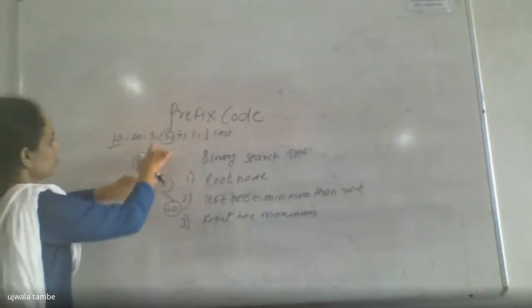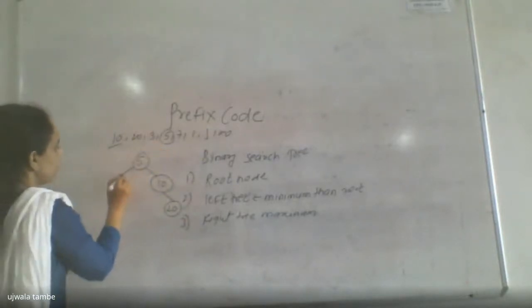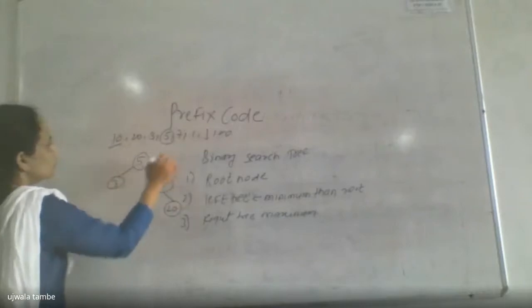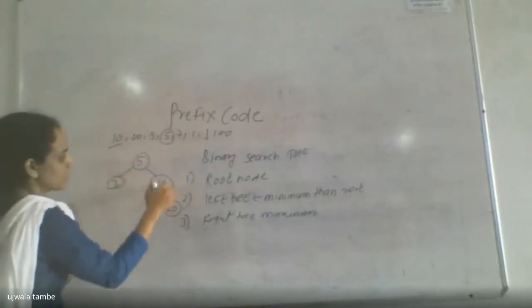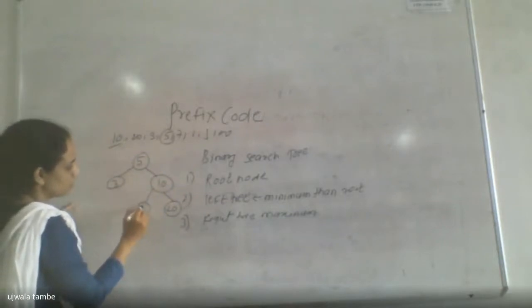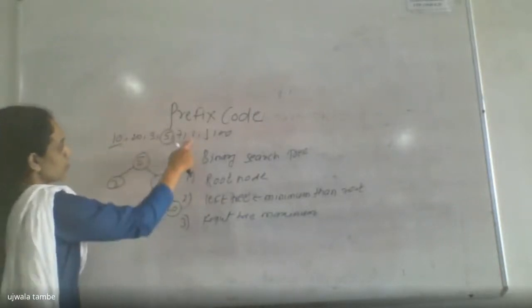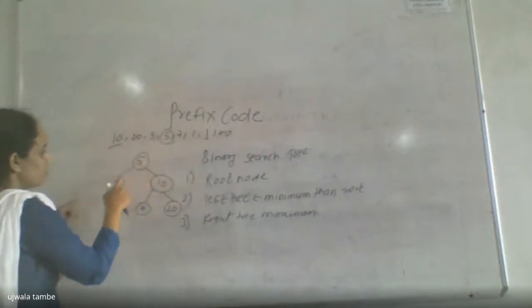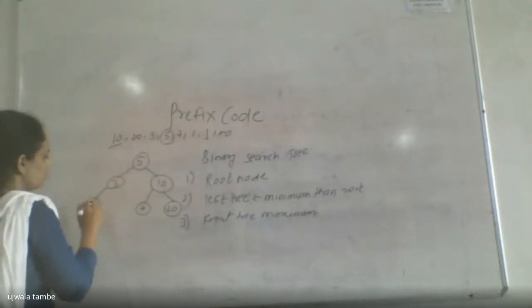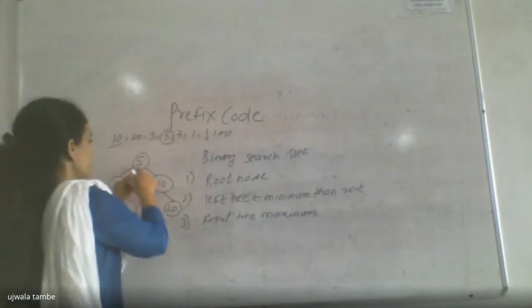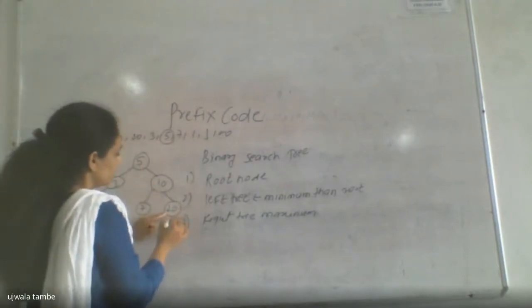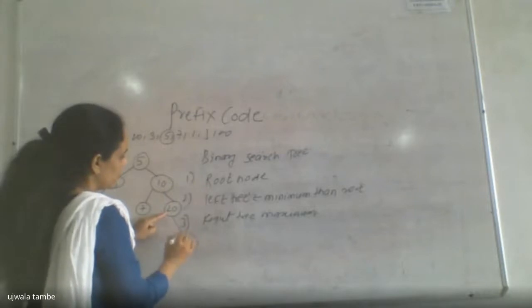Then what about 3? 3 is less than 5. So 3 goes here. Then what about 7? 7 is greater than 5 but less than 10. So write 7 here. Then what about 1? 1 is less than 5, less than 3. So 1 goes here. Now what about 100? 100 is greater than 5, greater than 10, greater than 20. That's why we have to pick 100 over here.